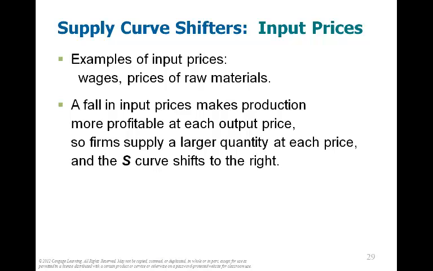If, on the other hand, there was a great season and there was an abundance of coffee and the price of coffee fell, then the amount of lattes that Starbucks would supply would increase, right? The supply curve would shift to the right.